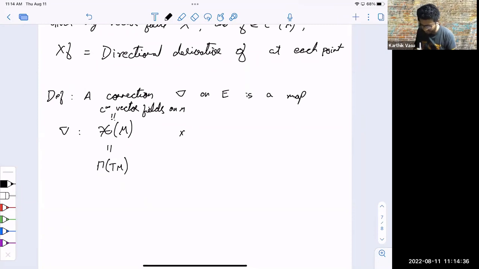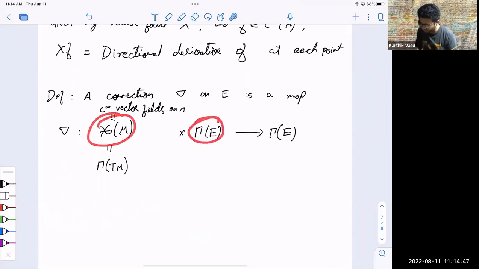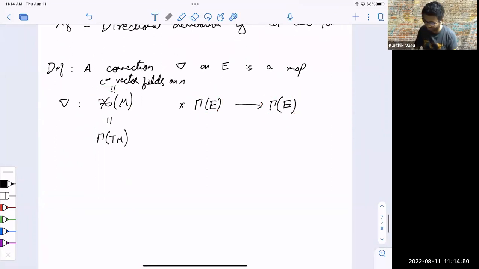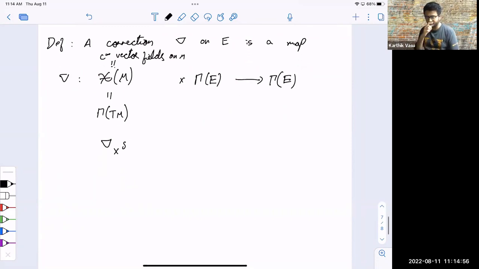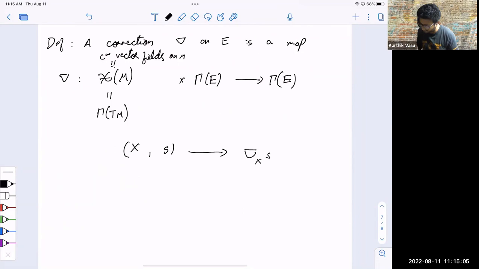So I want to have some kind of an action of vector fields on my sections, and it has to give me a new section. So take a vector field and differentiate a section and get a new section. That is what I want to do. That will be written as nabla X s. That's just notation. Maybe I'll write it better. So X and s will be taken to nabla X s. So you're differentiating s with respect to this vector field.